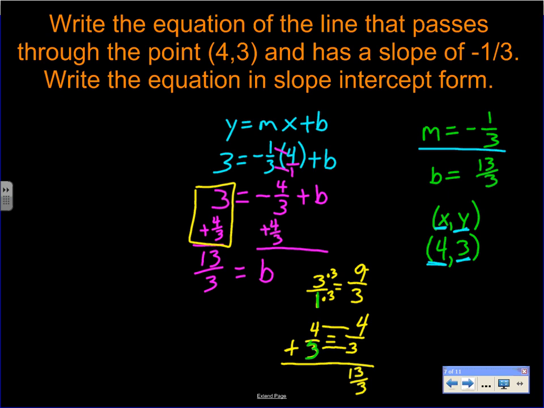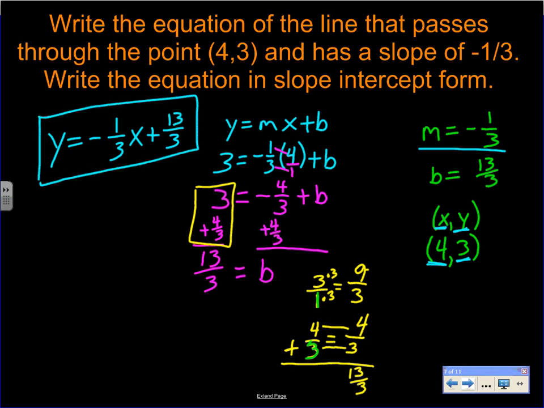Now we have to write the equation. We know y is equal to -1/3 x, and 13/3 is going to be positive, so we put a plus sign. y is equal to -1/3 x plus 13/3. And that'll be the equation of the line that passes through the point (4, 3), and it has a slope of -1/3.